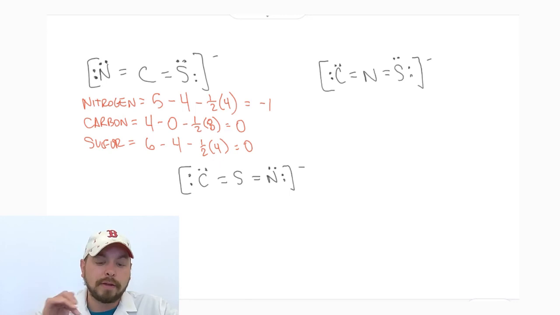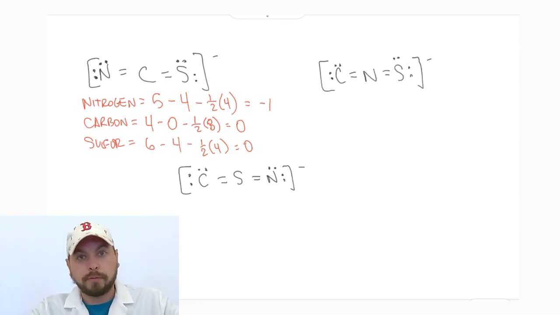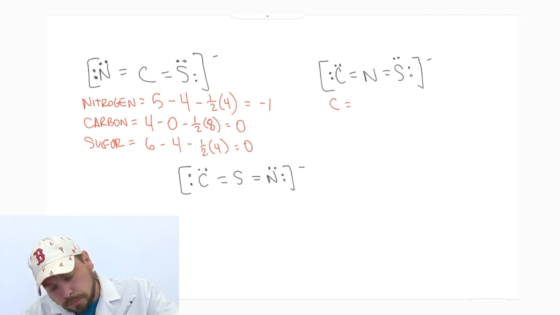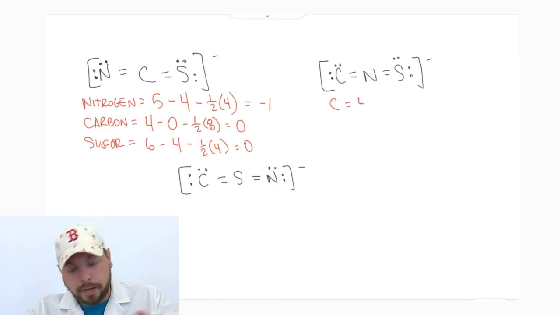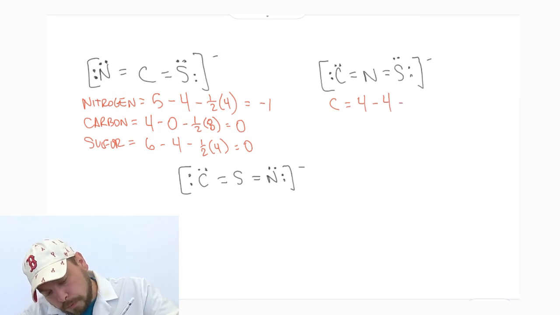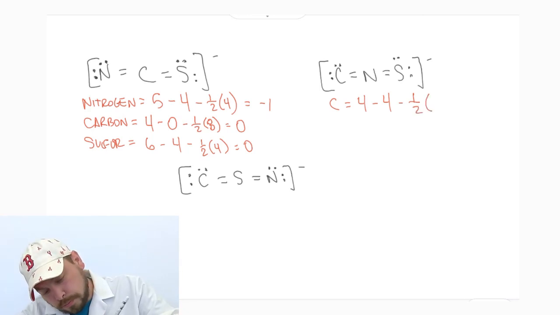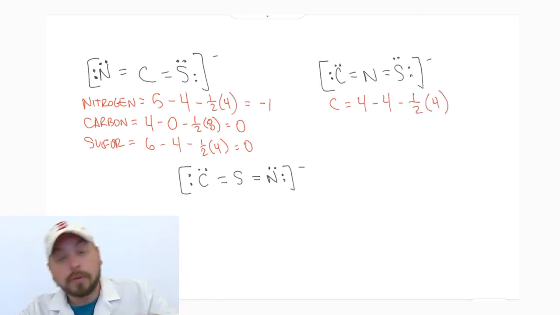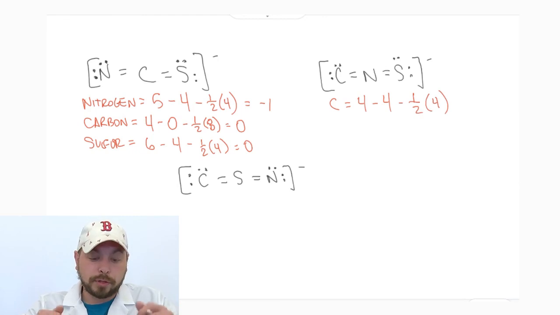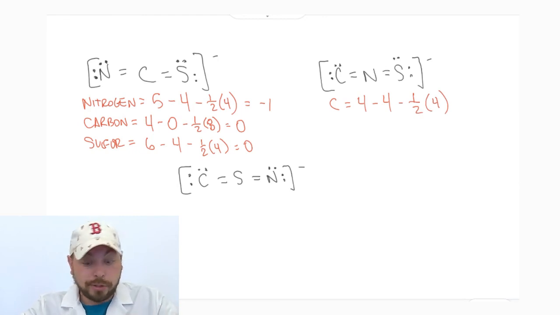Let's do the same thing for the next 2 compounds. You do it for each of the next 2 compounds. Pause the video, find the formal charges for each, and then when we come back, we'll go through. All right, so formal charge for carbon is going to be 4 minus 4 minus 1/2 of 4. So formal charge for carbon in this compound is going to be -2.